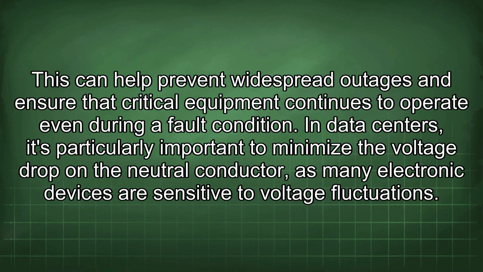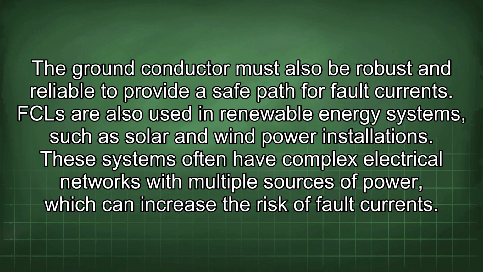This can help prevent widespread outages and ensure that critical equipment continues to operate even during a fault condition. In data centers, it's particularly important to minimize the voltage drop on the neutral conductor, as many electronic devices are sensitive to voltage fluctuations. The ground conductor must also be robust and reliable to provide a safe path for fault current. FCL are also used in renewable energy systems such as solar and wind power installations.